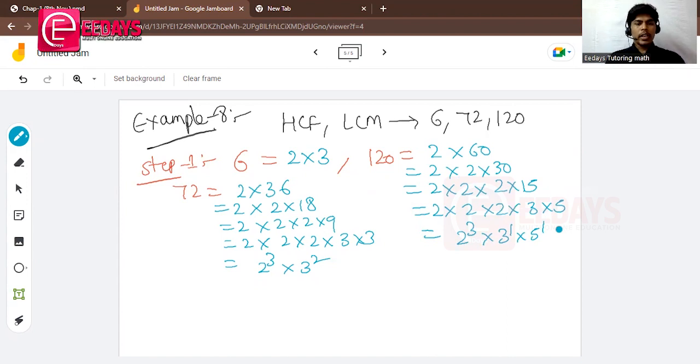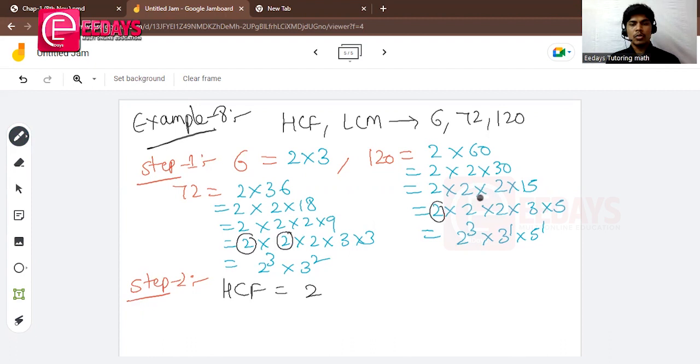Now our job is step 2, find HCF. HCF is nothing but you take the common factors. So what are the common things here? Let's mark: 1, 2 is there. We'll write 1, 2, and another 2, and one more 2. Whatever is common, you just write blindly. And one more, 3.